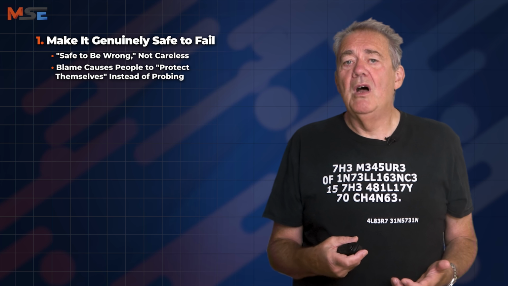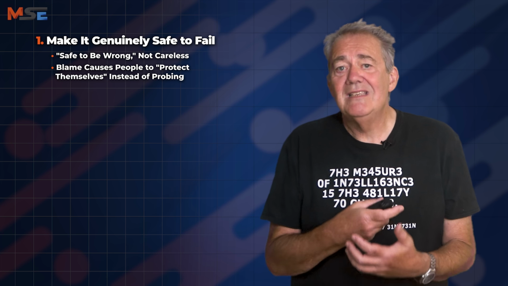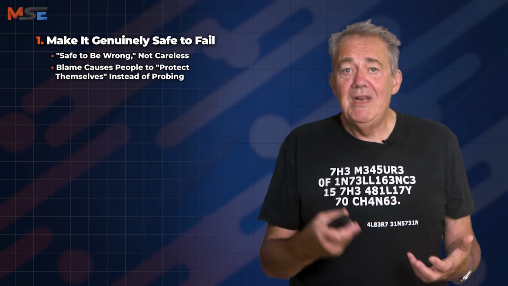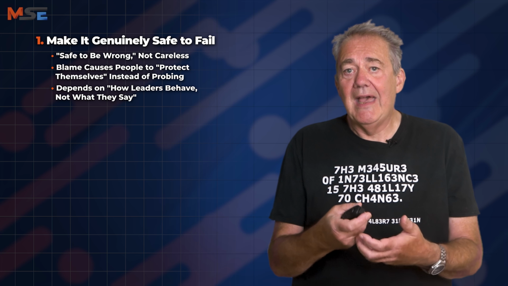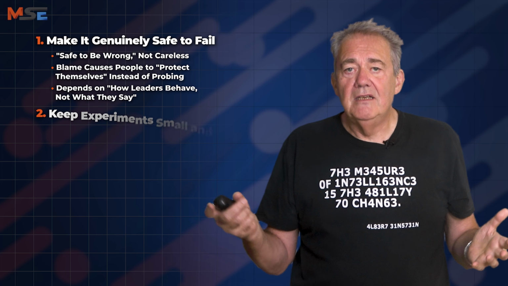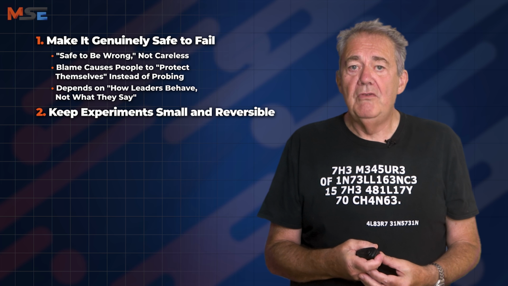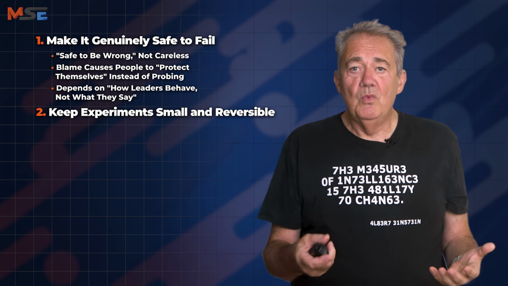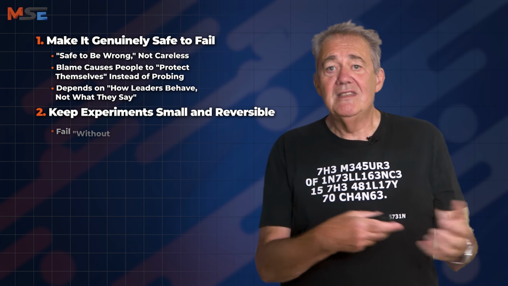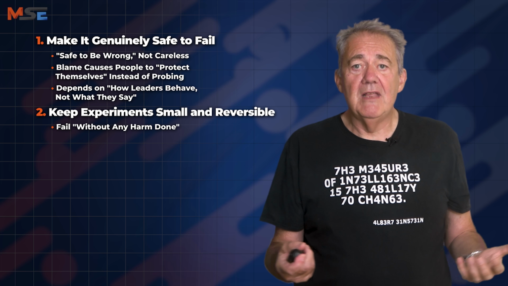The moment people are protecting themselves instead of probing the system, you're back to guessing with no better odds than blind luck. Safety to experiment isn't a nicety here, it's a precondition for everything else. Culturally, safety is mostly based on how leaders behave, not what they say. Second, keep experiments small and reversible. The whole point of safe to fail is that when an idea doesn't work, and plenty won't, we can step back to safety without any harm done.